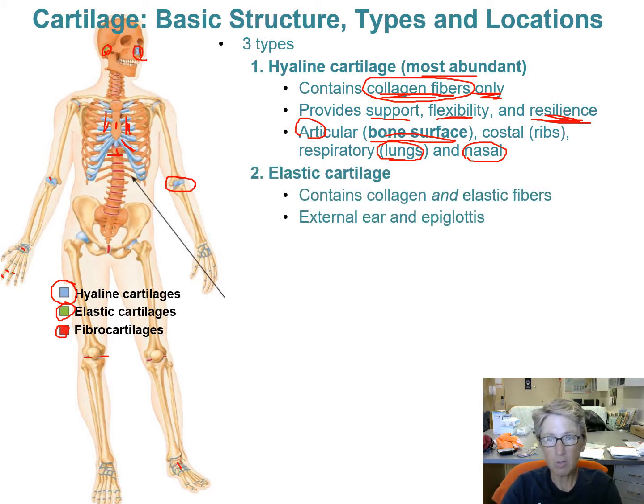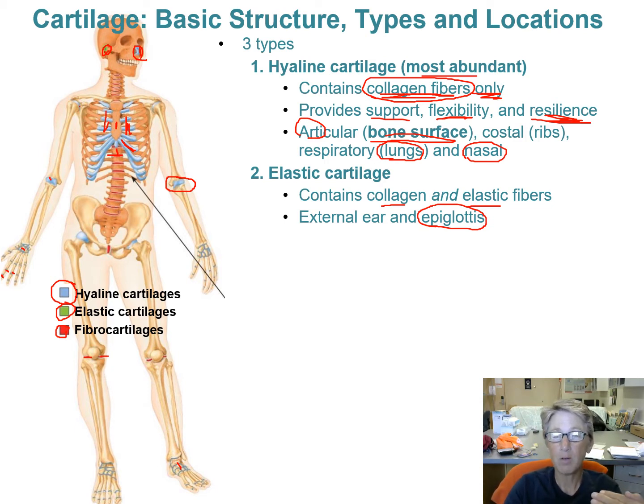Elastic cartilage is less abundant than hyaline. It contains collagen fibers and elastic fibers, and we talked about that, why your ear bounces back. So you find that in your external ear and your epiglottis. So the epiglottis is that elastic cartilage that covers your glottis.